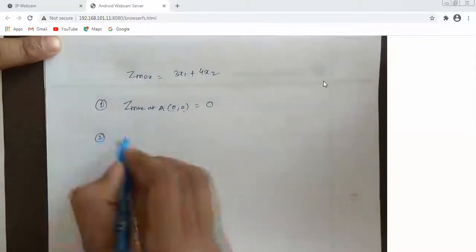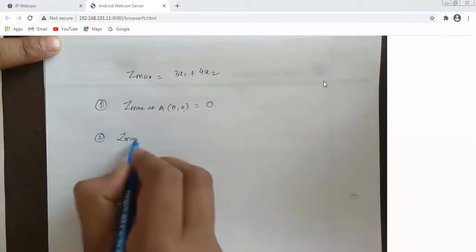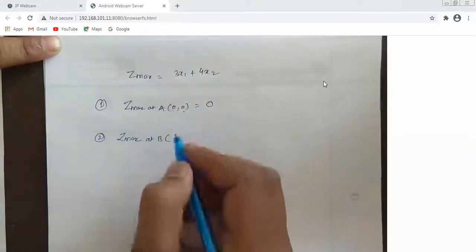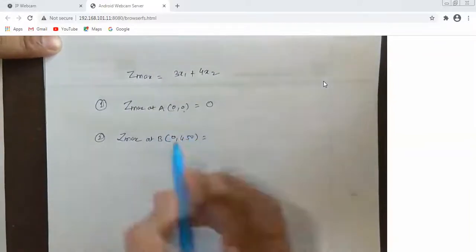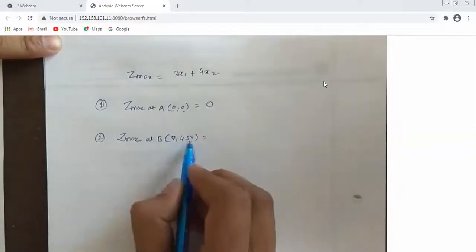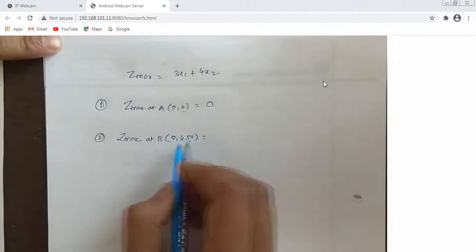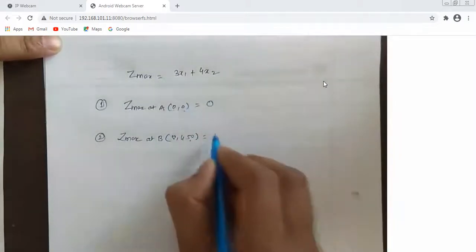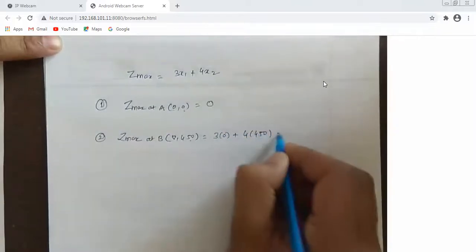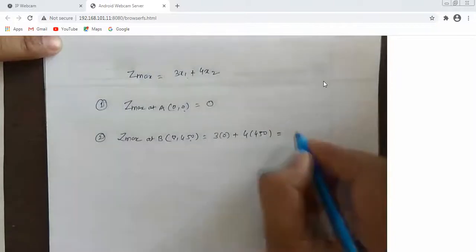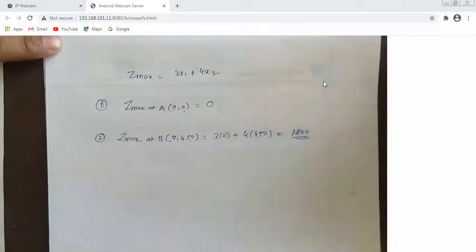Second, similarly, I will calculate the value of z at location B, where the coordinates are 0, 450. Here this 0 is x1 and 450 is x2. So simply put these values in this equation, it will become 3 into 0 plus 4 into 450. Simplify, how much will it become? I think it will become 1800.